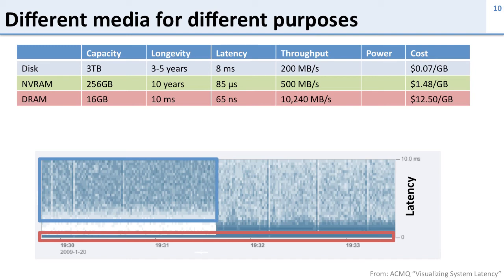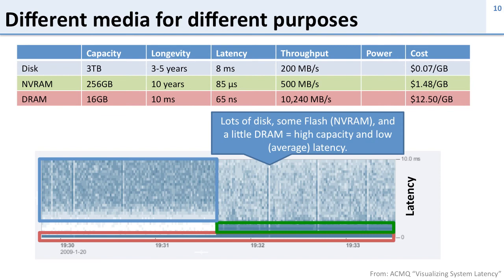Now, what if we add flash or non-volatile memory to that? Well, here we've turned on non-volatile memory or flash. And what you see is that flash has a latency that's higher than DRAM, but lower than the hard disk. So we get better average latency because now some of that access is in flash, and the flash has lower latency overall. We can't put all of our accesses into flash because it's too expensive to have that much flash. So with lots of disk, some flash, and a little bit of DRAM, we can get on average a high capacity and a low latency.